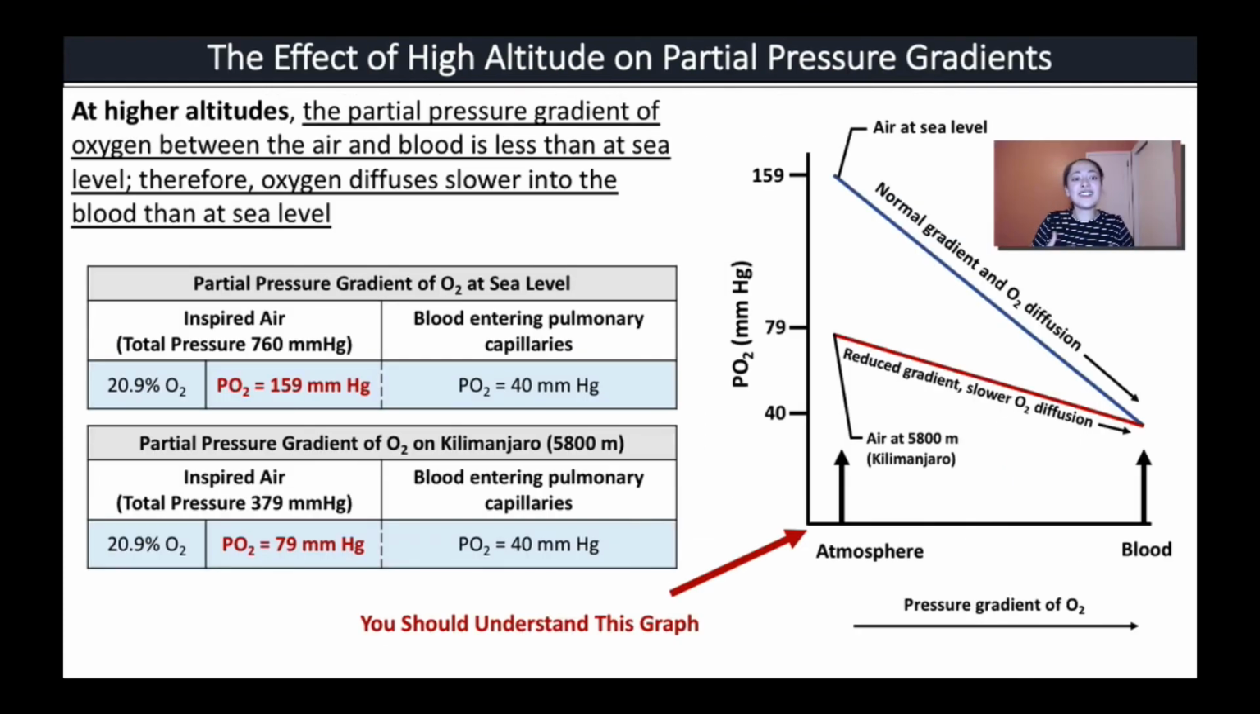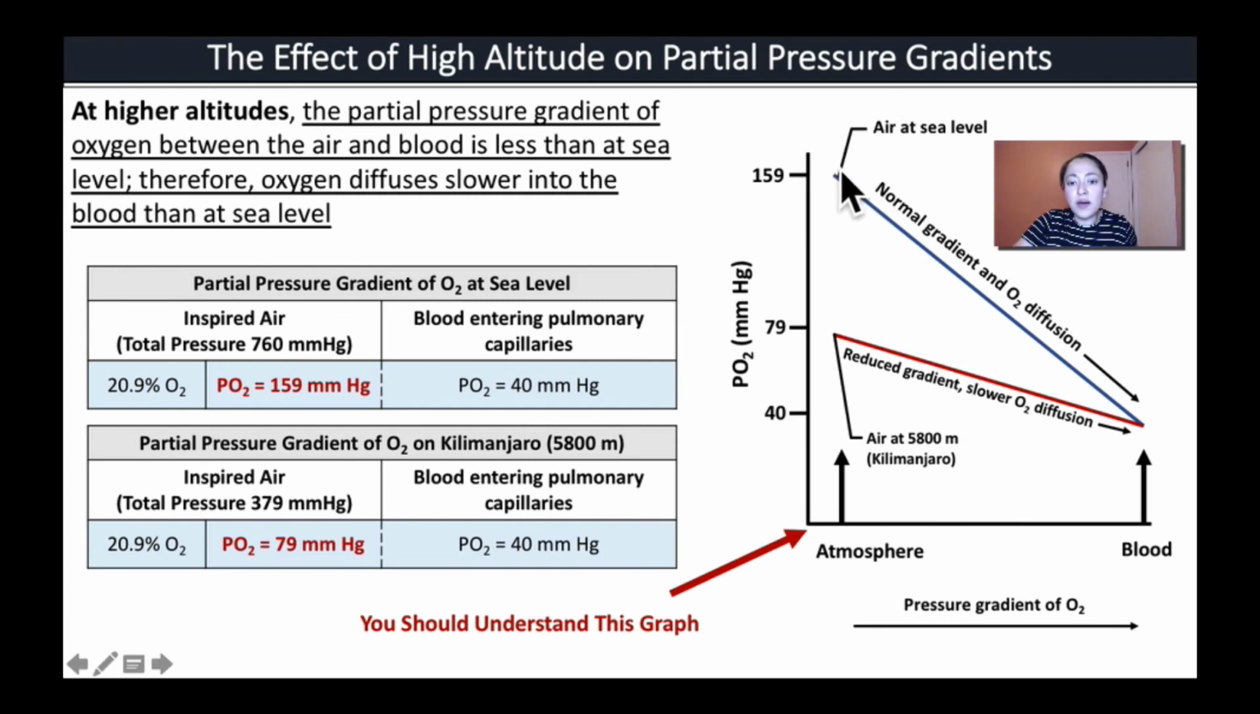So why again does this happen? Why was it so hard for oxygen to get into my blood? Well, this has to do with the fact that at higher altitudes, the partial pressure gradient of oxygen between the air and the blood is less than at sea level. Therefore, oxygen is going to diffuse slower into the blood than at sea level. And you can see that in the graph here.